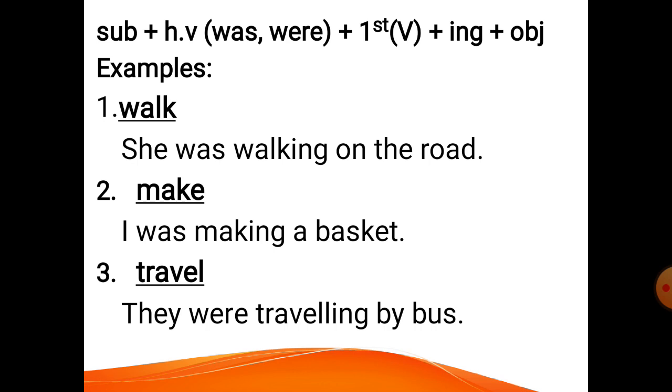Third one is travel. The words which end with the alphabet L, whenever we add ing to them, L becomes double. Over here I have chosen they as the plural subject, and with they, were will be used. They were traveling by bus. Okay, I hope by doing so you will get to know how this formula works, and I hope whatever task I give you, you will do it in the same way.